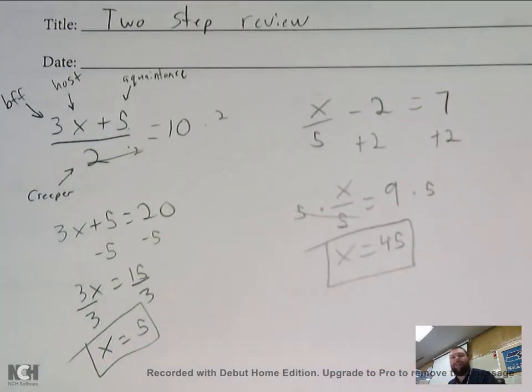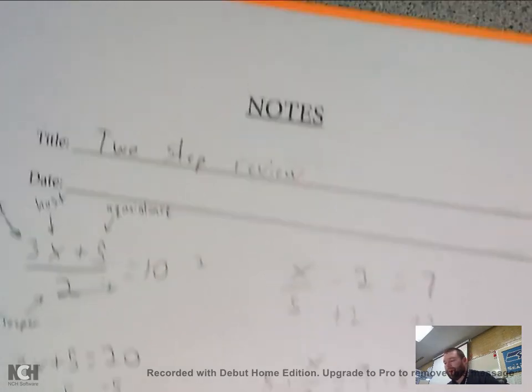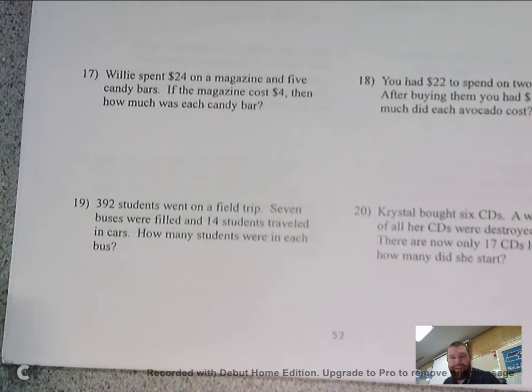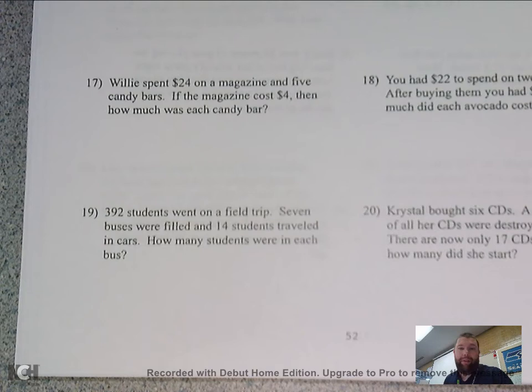Okay, so that's kind of how you solve two-step equations. Now, on this assignment, there's also a bunch of word problems. So let's look at an example of some word problems. I know you guys already went over this, but this is a review day. We're just going to review everything, right?